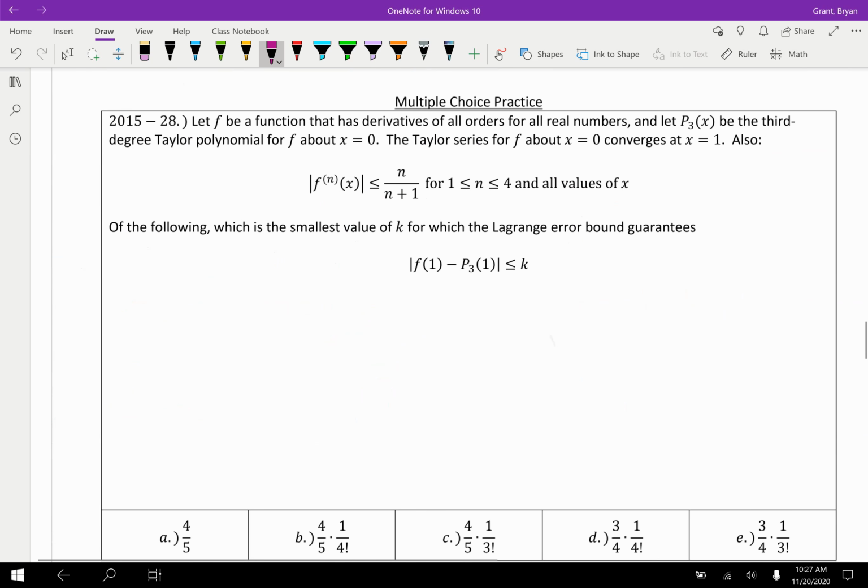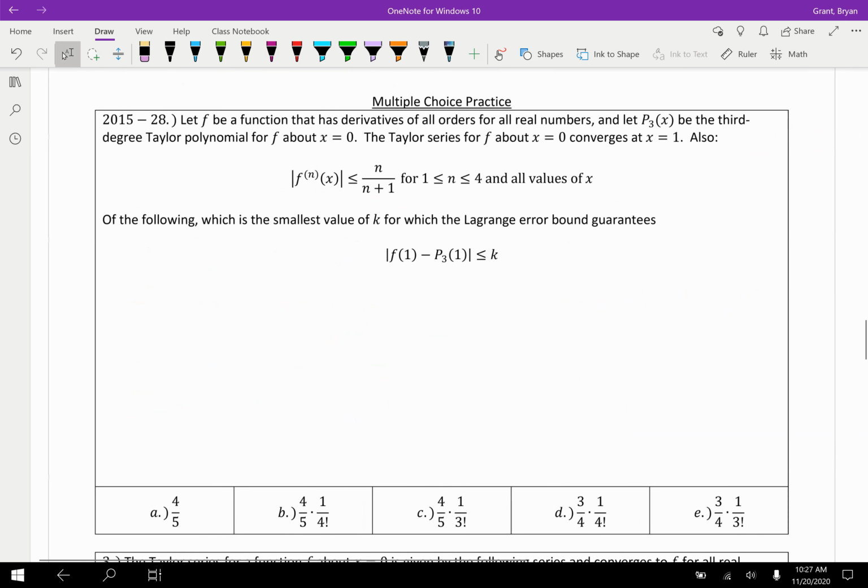2 to go. Multiple choice time. Let f be a function with derivatives of all orders, p sub 3 of x the third degree Taylor polynomial, and the Taylor power series about x equals 0 converges at x equals 1. We know that the nth derivative has to be less than or equal to n divided by n plus 1. What's the smallest value of k for which the Lagrange Error Bound guarantees that the error is less than k? So notice this is the error right here. And they're saying, what is the value the error has to be less than or equal to? So this is the error bound.